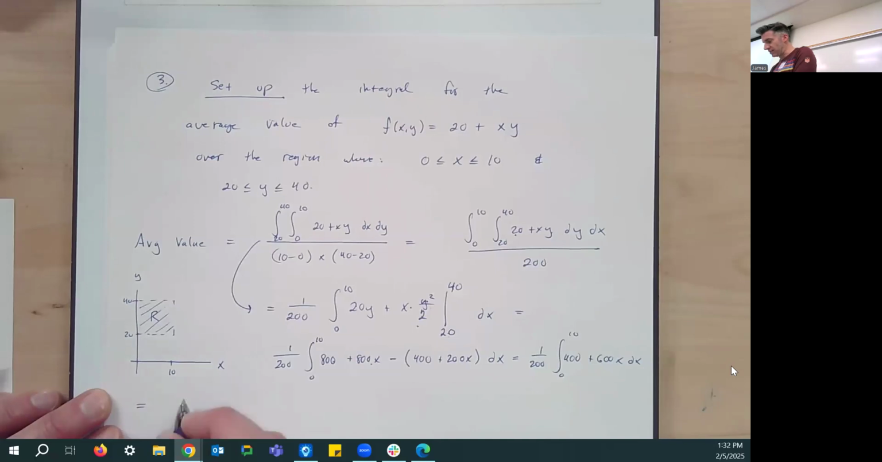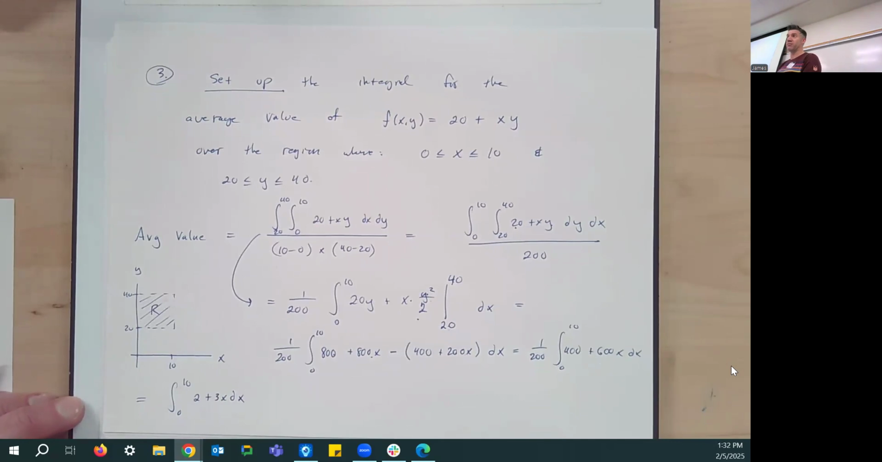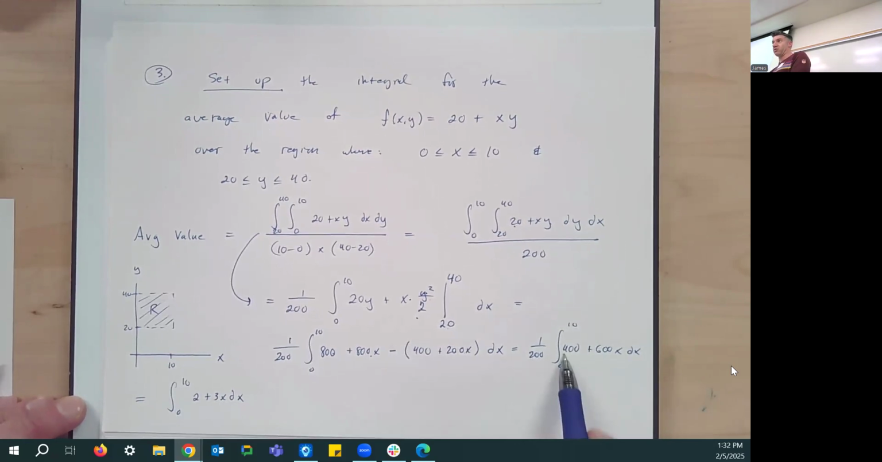So we could write this as the integral from 0 to 10 of just 2 plus 3x. We want to make it look a little bit less gross, right? You can think of either factoring out the 200 or multiplying the 1 over 200 through. 1 over 200 times 400 is just 2. 1 over 200 times 600 is just 3.